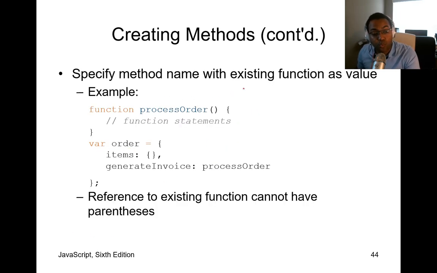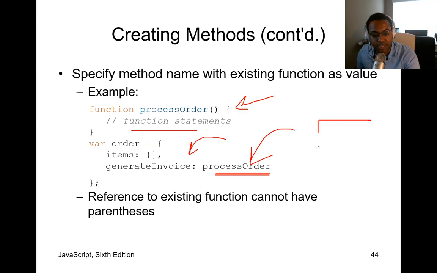Specify method name with existing function as a value. So process order, and then instead of writing the function here in the object literal, I can have the function sitting outside the object literal and call it, or have it a part of the object literal. This is actually redundant. You do not want to do this. The reason why is because when you create an anonymous function and you place it into a variable, JavaScript inherently does not execute it. It knows it's there, but it doesn't execute it.